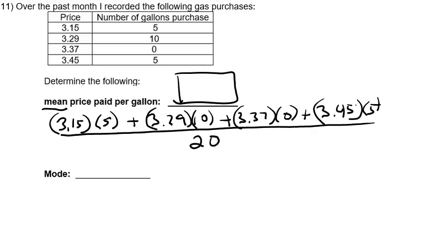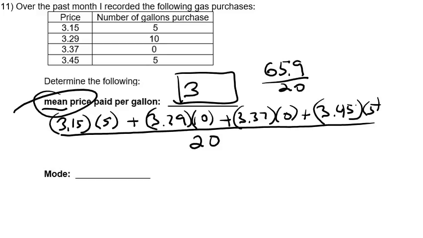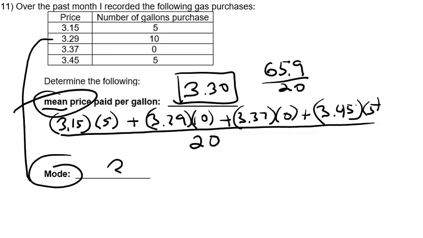You do the math and, well, we get a mean price. I meant to say mean price, but we get 65.9 divided by 20. And when you get that number, about $3.30. Now the mode is the number that occurs the most. Well, by looking at the table, it's clear that it is 3.29.